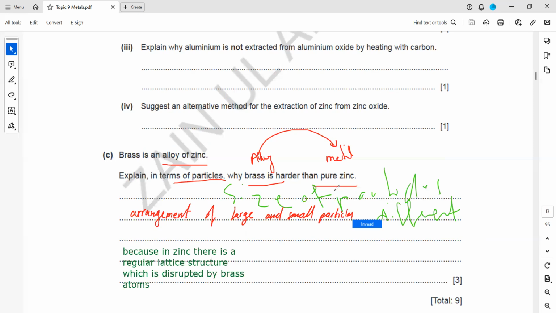Brass is an alloy, so brass is not added to zinc. Another element is added, which is copper. Copper and zinc are mixed together to form this alloy.